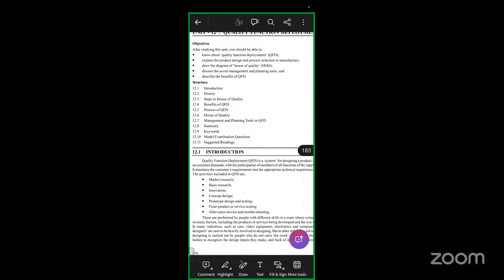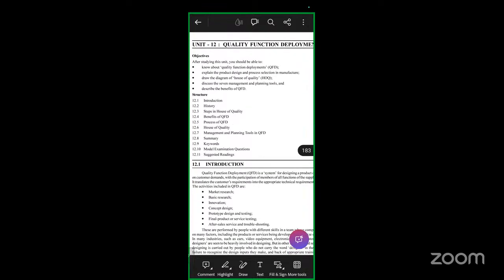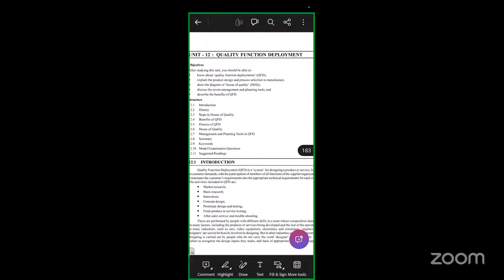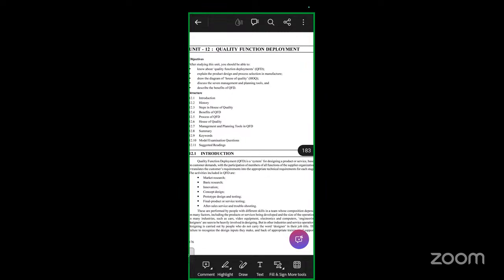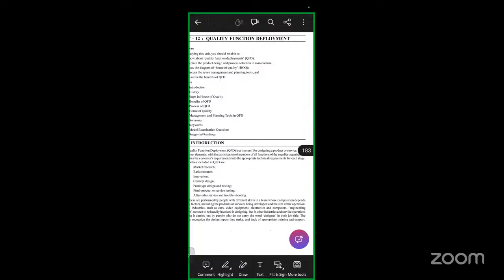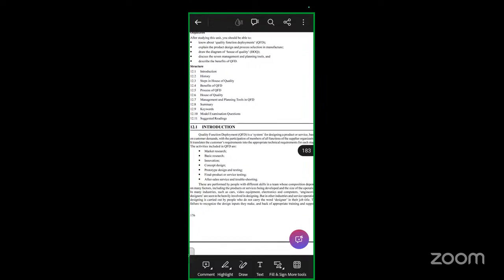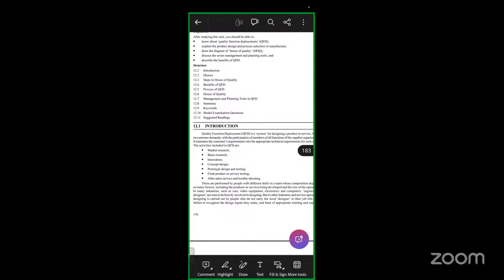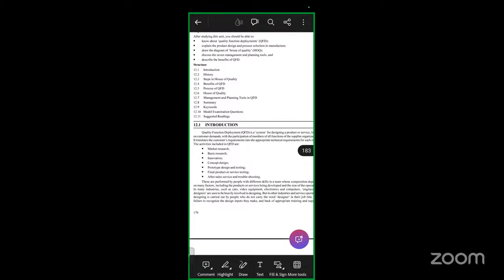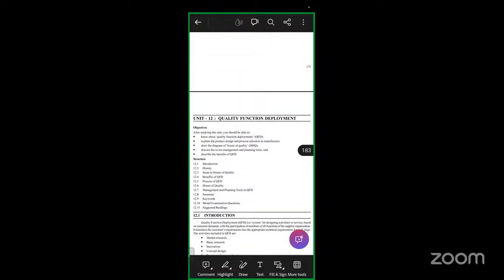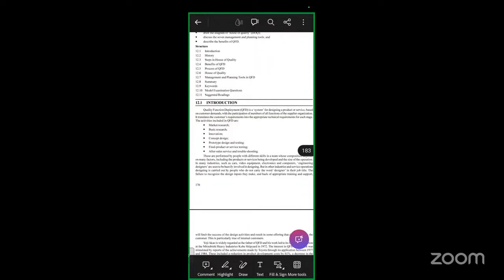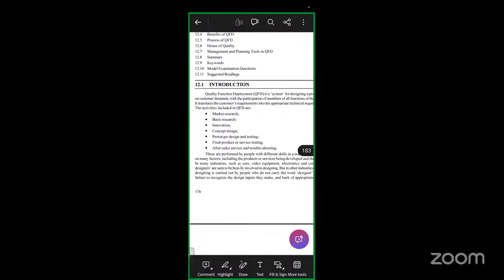Quality function deployment is a system for designing a product or service based on customers' demand, with the participation of all functions of suppliers and organizations. It translates the customer requirements into appropriate technical requirements for each stage. Here there are such aspects, like we need to do some kind of MR. What is meant by MR? MR represents market research.